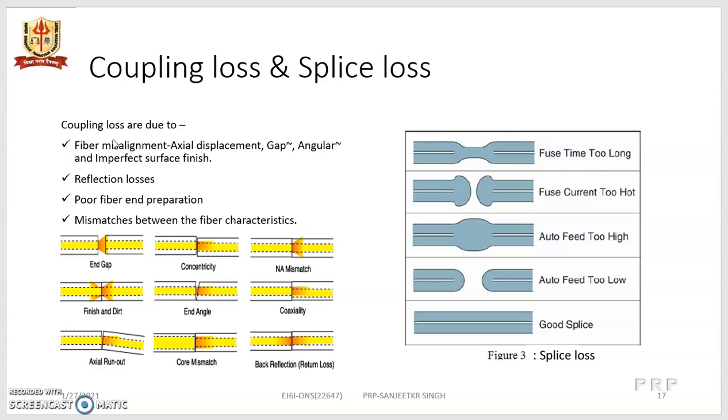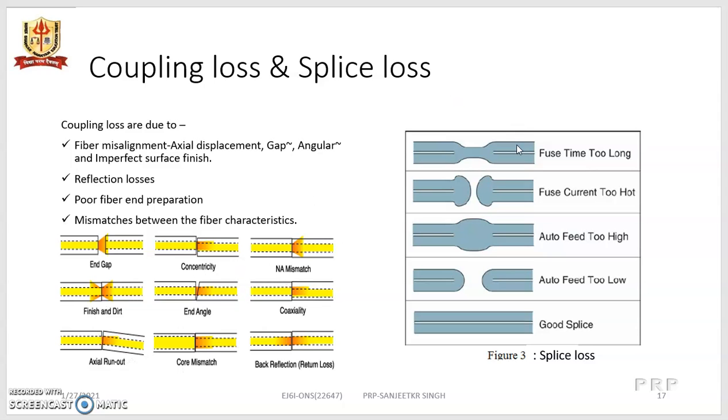Now let's see the coupling loss and splice loss. The coupling losses are due to fiber misalignment, that is the axial misalignment or displacement, gap misalignment between the two optical fibers, angular misalignment, and imperfect surface finish. So there are reflections taking place. Here we can see the reflections, and this is also due to poor fiber end preparation and mismatches between the fiber characteristics. So the diagram shows the different coupling losses.